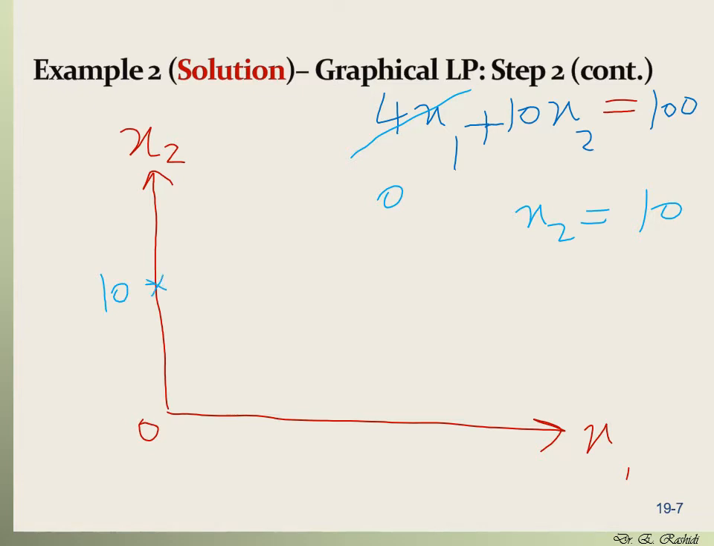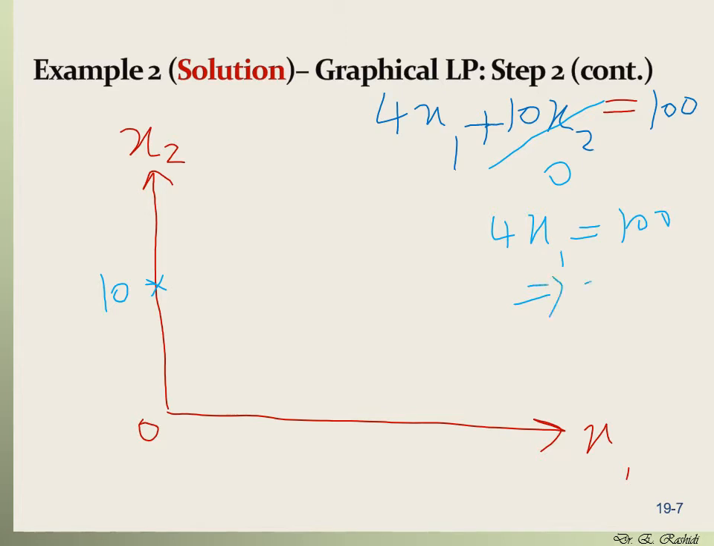The other point, I'm going to set x2 equal to 0. Then 4x1 equals 100. This means that x1 is equal to 25. So x1 is 25 and x2 is 0. It's going to be here, for example. So now we have these two points for this line. I'm going to connect this point with that point.